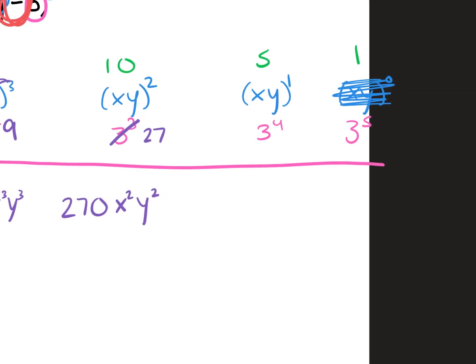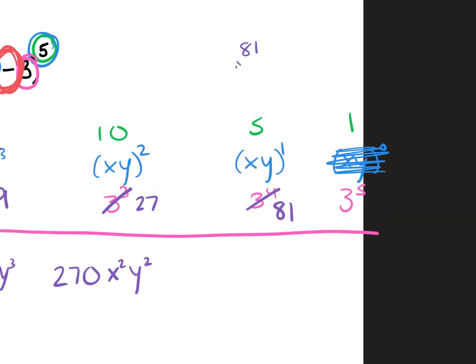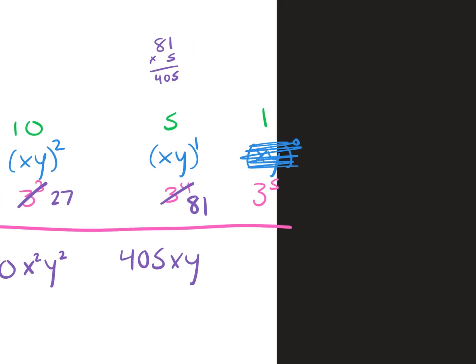Next column, what's 3 to the 4th power? 81. And 81 times 5? If we don't know it right off the top of our head, write it down. 5 times 81 is 405. Perfect. So 405, what? XY. And then lastly, 3 to the 5th power. Well, we just did 3 to the 4th power, which was 81, and 81 times another 3. 8 times 3 is 24, so 243.